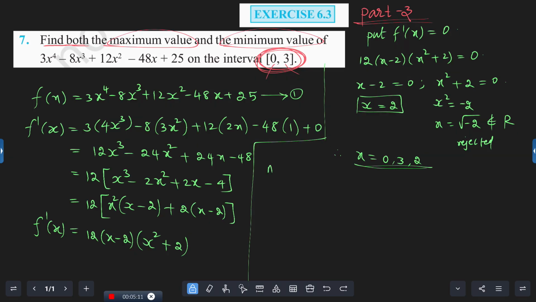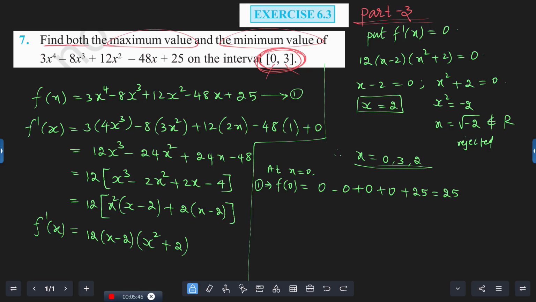First, at x equal to 0 we will take. So f of 0 equals 3 into x power 0, which is 0 into anything, 0, minus 0 plus 12 into x square, and x value is 0, so that is also 0. 48 into 0 is also 0, plus 25 equals 25. See children, wherever you have an x, all those terms become 0. So the remaining 25 alone will be balanced, so when you give 0, f of 0 is 25.